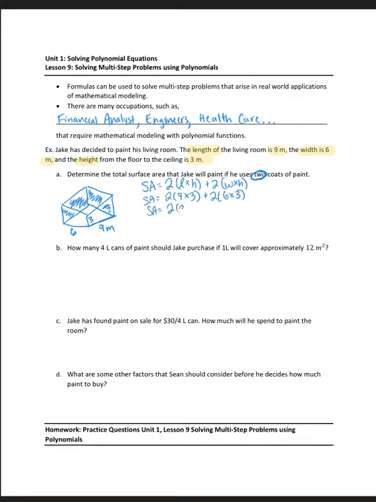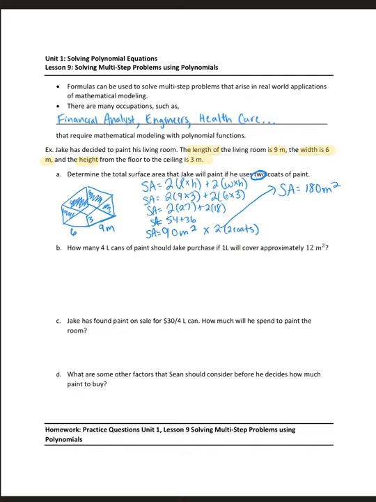So 2 times 27 plus 2 times 18 will be 54 plus 36. We'll say the surface area is equal to 90 meters squared when we're talking about surface area. But they're going to paint it 2 times, so 2 coats. So really the total surface area of paint we're trying to cover is going to be 180 meters squared. So that's simple enough. We can calculate how much wall area we're trying to cover.